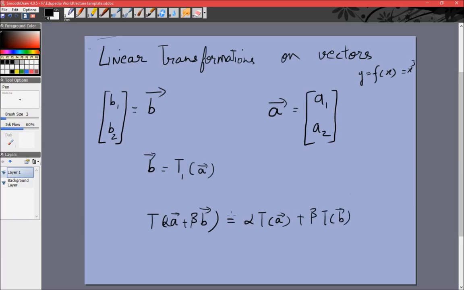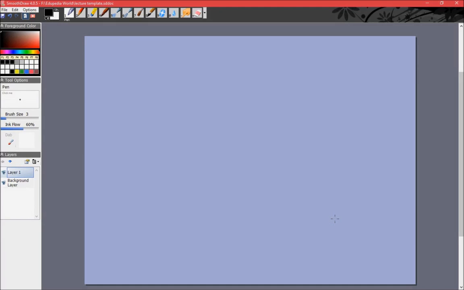So simple enough. Basically, this is an analogy of a linear function. This is a linear transformation. That means if you have the transformation for the vector A and the vector B, then the transformation for the vector alpha A plus beta B becomes alpha times the transformation of A plus beta times the transformation of B. Now let's look at transformations in a little bit more detail.